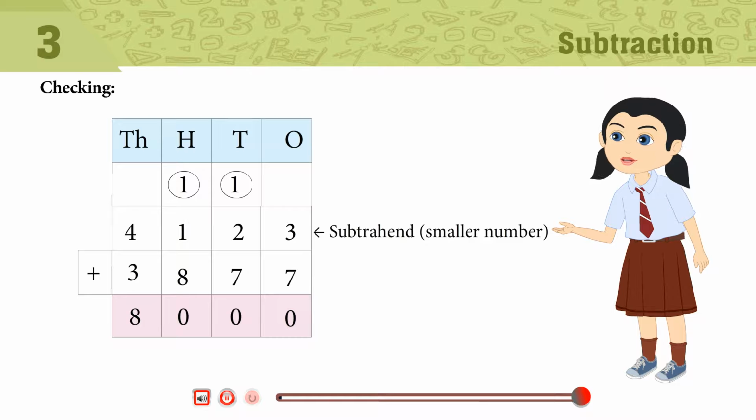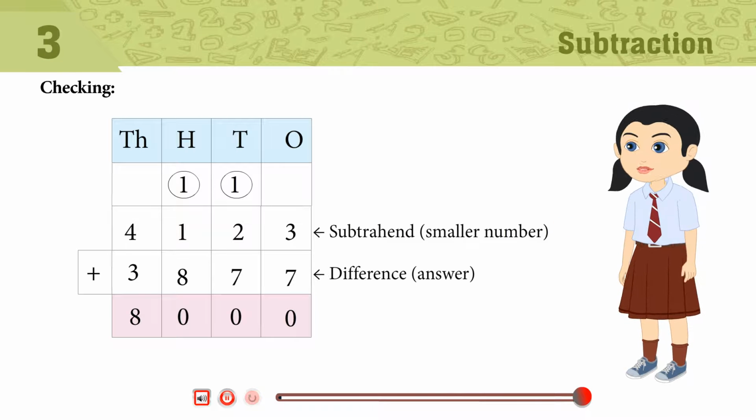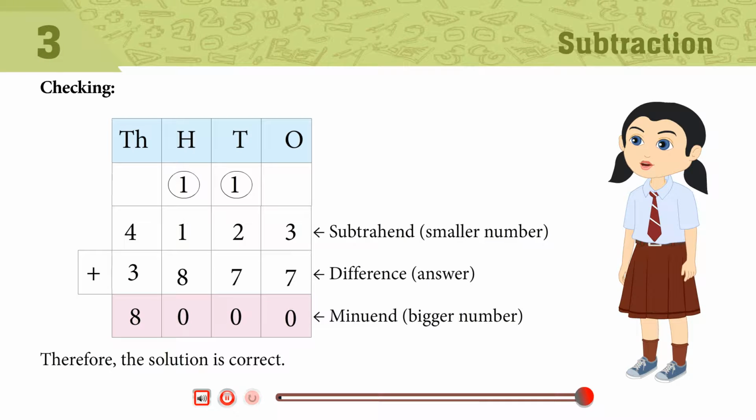Checking. Subtrahend, smaller number. Difference, answer. Minuend, bigger number. Therefore, the solution is correct.